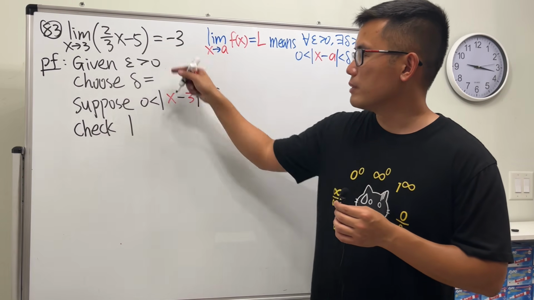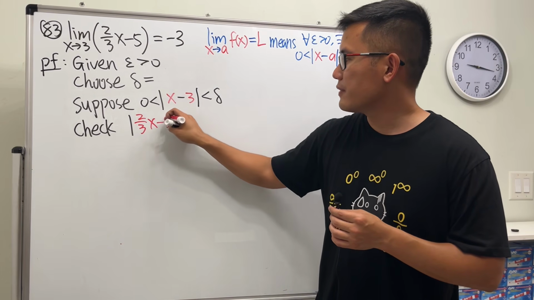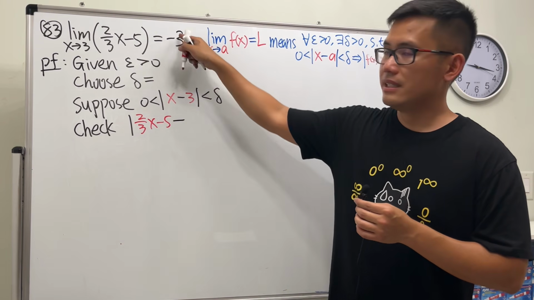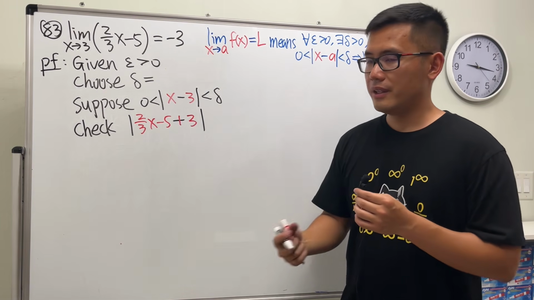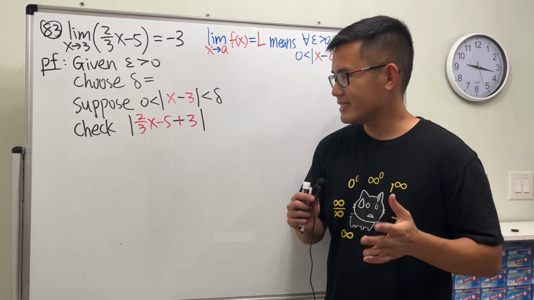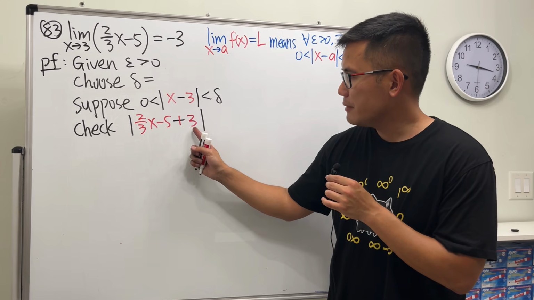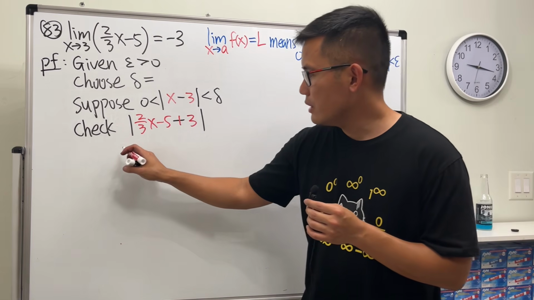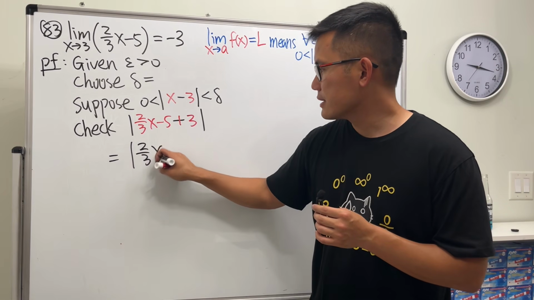Then we check the absolute value of the function minus the limit. So we are looking at 2 over 3x minus 5 minus negative 3. So it becomes plus 3. Okay, here we go. We have a fraction. So let's see how it goes. Negative 5 plus 3 is negative 2. So here we have 2 over 3x minus 2.